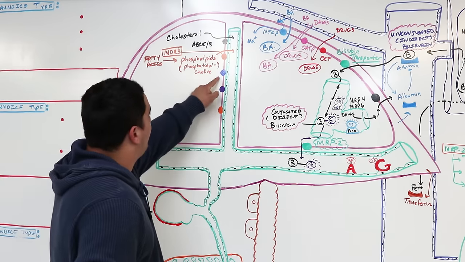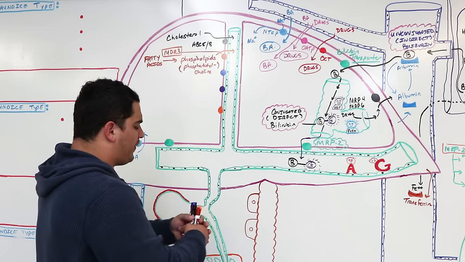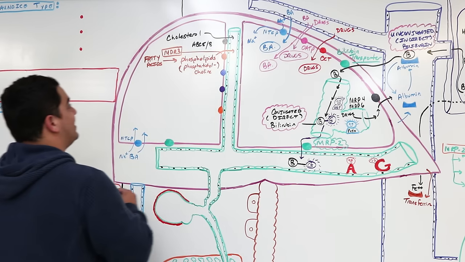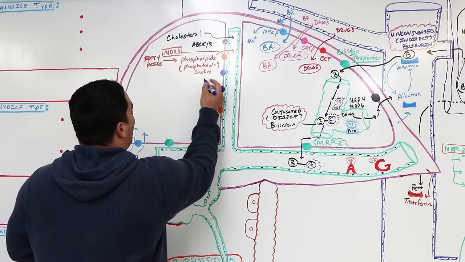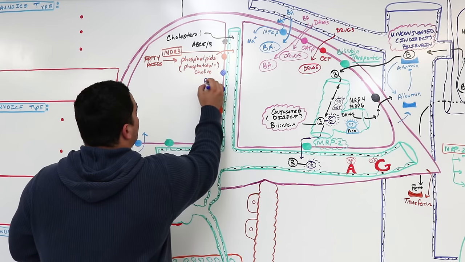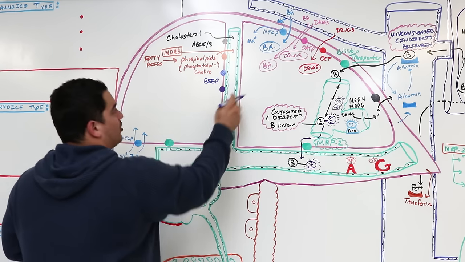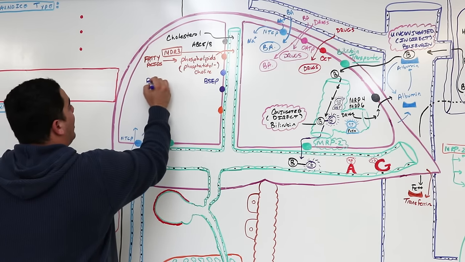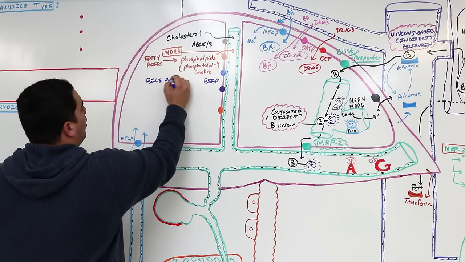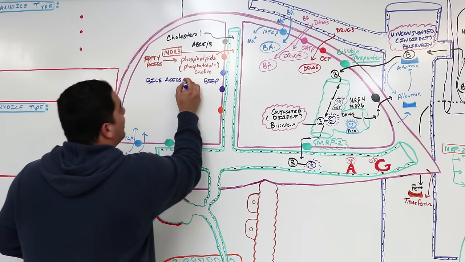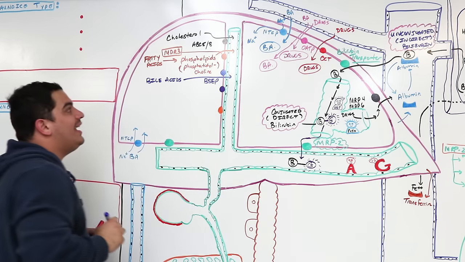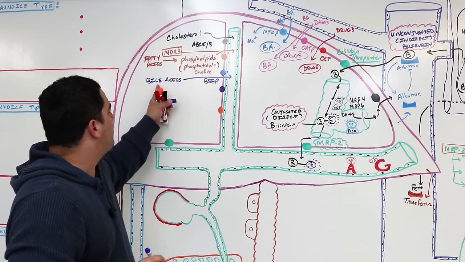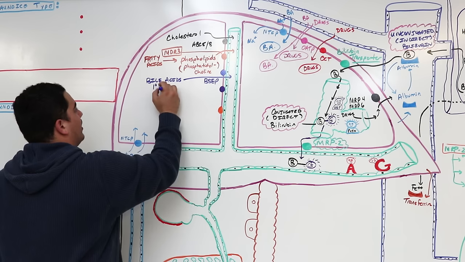Now, there's another one over here, this blue guy. And this guy is responsible for secreting tons and tons of different types of bile acids, or bile salts. So this is called the bile salt export pump. So all these bile acids that we take in or that we synthesize, whether they're primary or secondary, we can take these bile acids and pump them into the actual canalicular system. And again, remember, these can be primary or secondary.